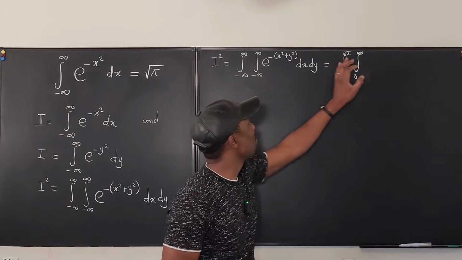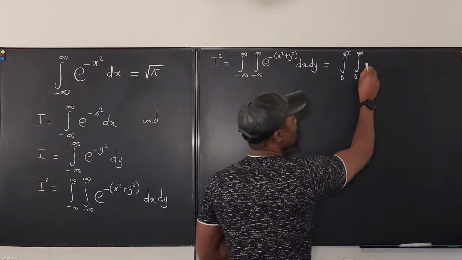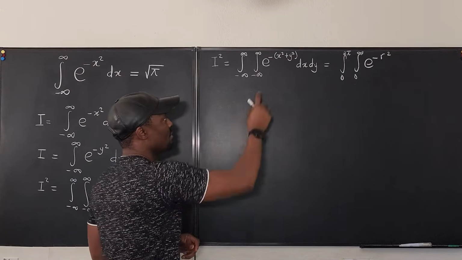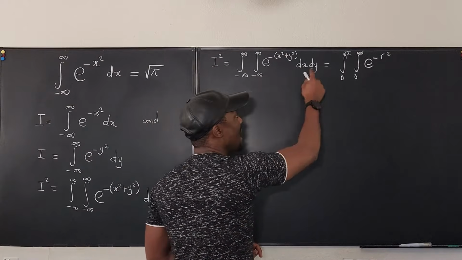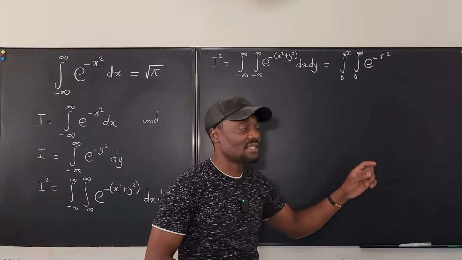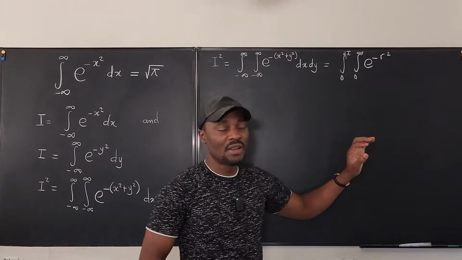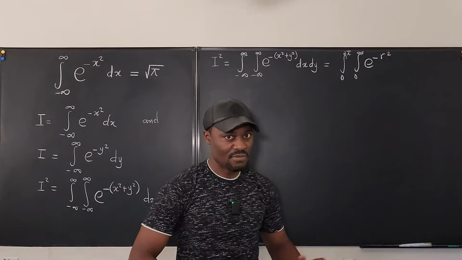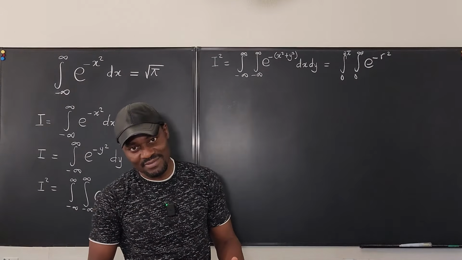Now we go back here and replace this. It becomes e to the negative r squared, because we said this is r squared. Now, we need to change dx. You cannot just change dx to dr or d theta and change dy to whatever you want to do. No, we can't do that.